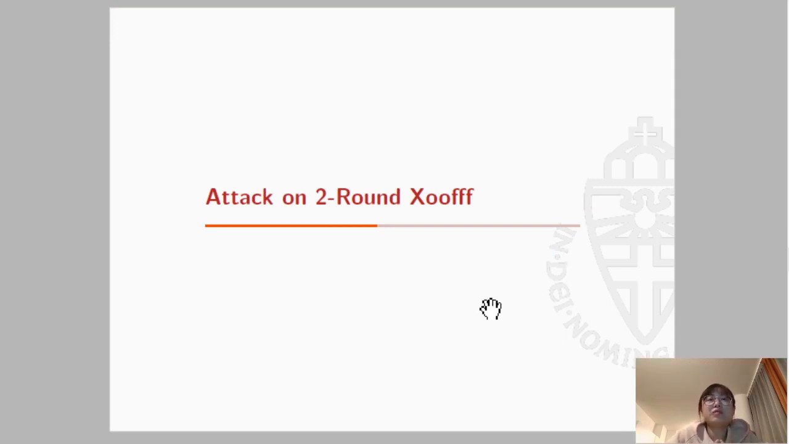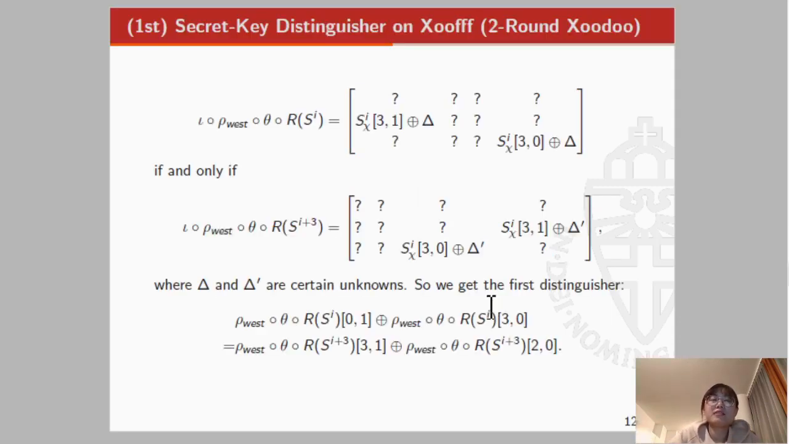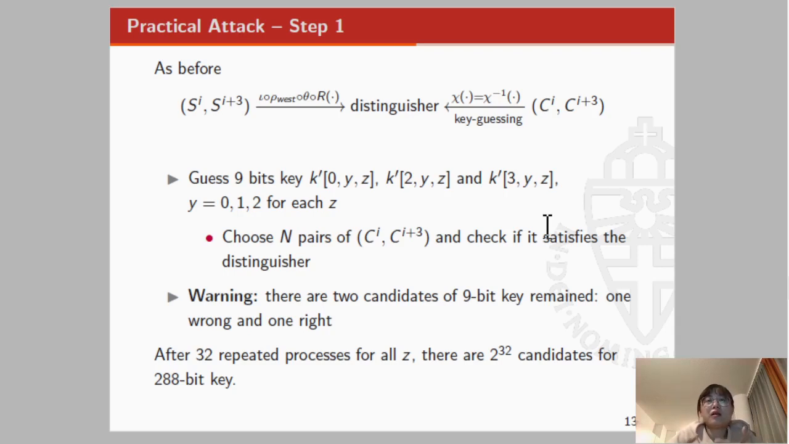Okay, let's move to the attack on 2-round Xoofff. In this attack, we use 2 different kinds of distinguishers. The first distinguisher is like this. After the iota in the second round, there is a strong relationship between 2 states. That is, this line plus this line equal to this line plus this line. With this distinguisher, we can do attack to recover some k bits.